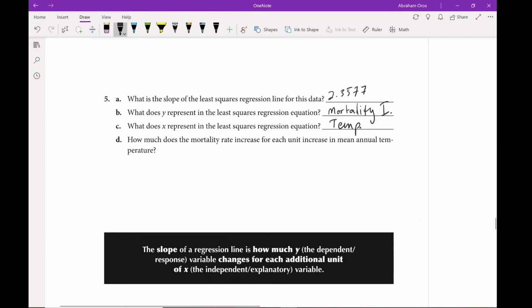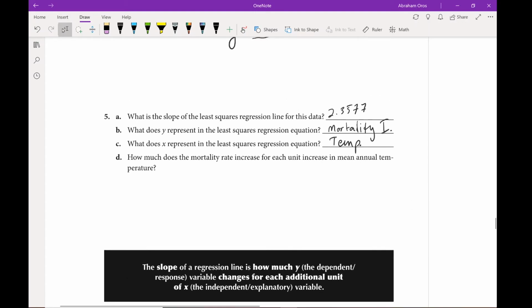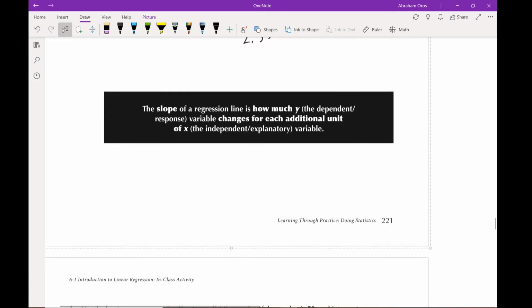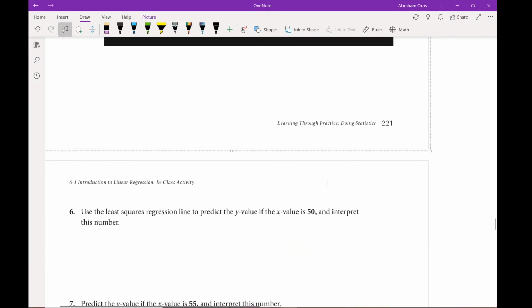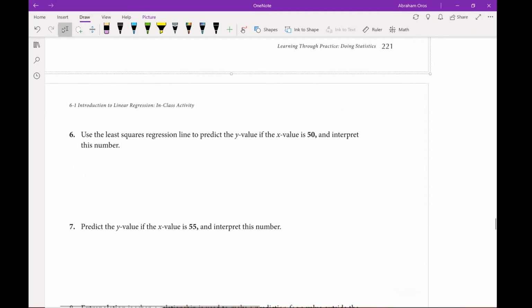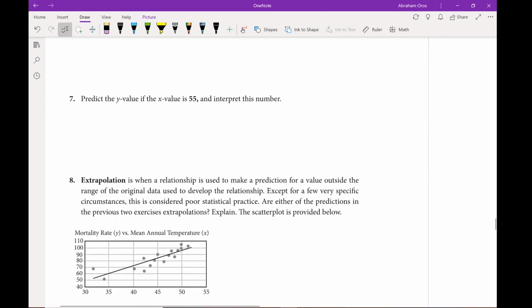D, how much does the mortality rate increase for each unit increase in mean temperature? All right, so this seems like a trick question. It's really just this number. So I would say 2.3577, and depends on what you're talking about. We'll just write units. Okay. All right. And let's see, what was that? Slope of regression, cool. I'm going to let you work through the rest of these.